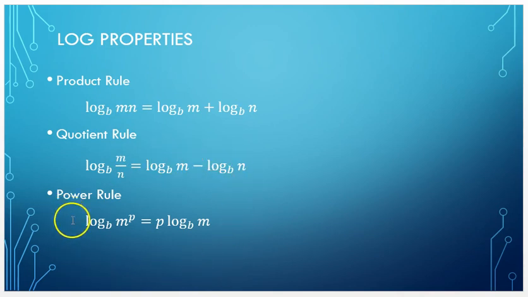And then the last property is called the power rule. So if you ever see an exponent in a logarithm, you can actually take that power and bring it out in front of the expression. So in this case, you end up with p times, and then the rest of the logarithm doesn't change. It keeps the same base for the log, and it keeps the same base for the exponential part. So it used to be m to a power, now it's just m.